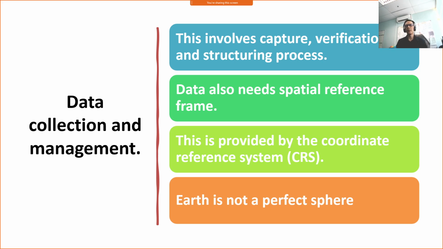For example, Antarctica and Africa. Antarctica looks big, but actually it's not that big. Africa looks small, but actually Africa is huge in real size. So people can manipulate maps based on the projections they are using. The projection they are using depends on the coordinate reference system, or CRS.